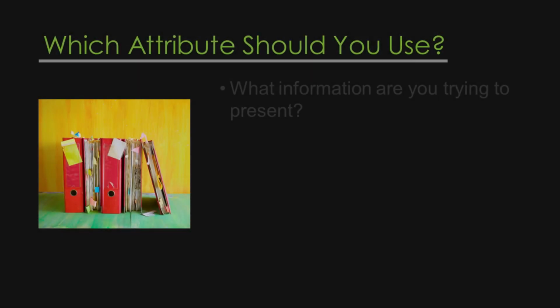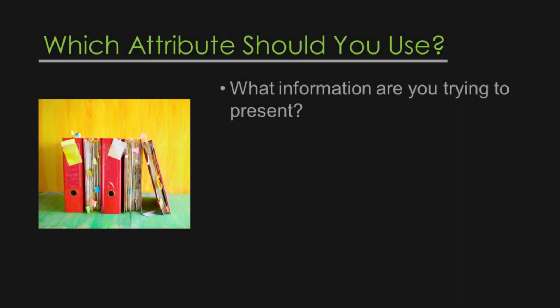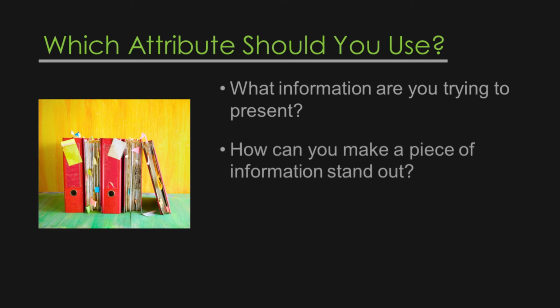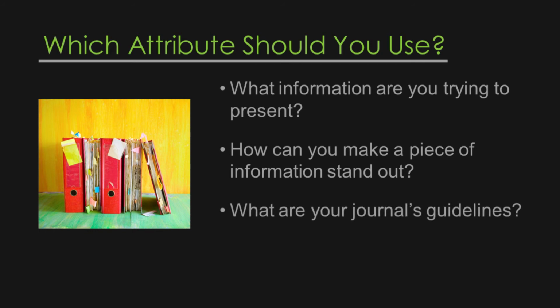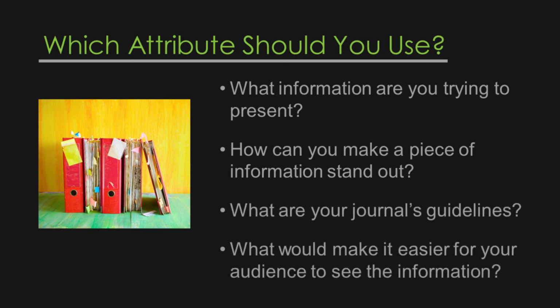There are definitely more out there, and there are 4 things to really consider when figuring out which attribute to use. Consider the information you're trying to present. Determine how you will make a specific piece of information clearly stand out. Know your journal's guidelines, and most importantly, think about your audience and what makes things easy for them to see. So this was just a quick overview on how using pre-attentive attributes can really call out information you want to highlight in your paper.